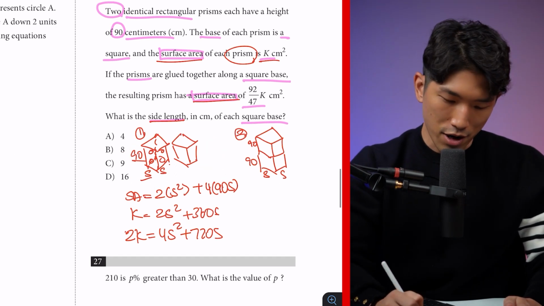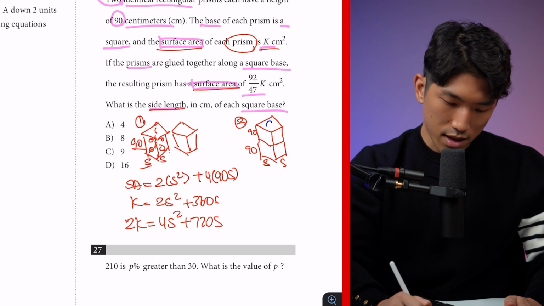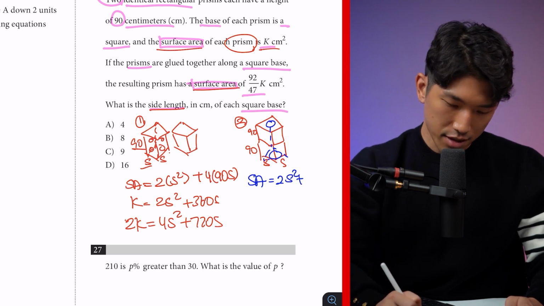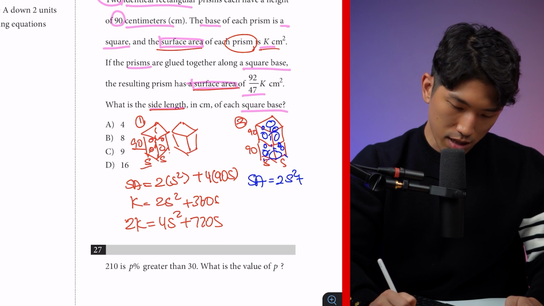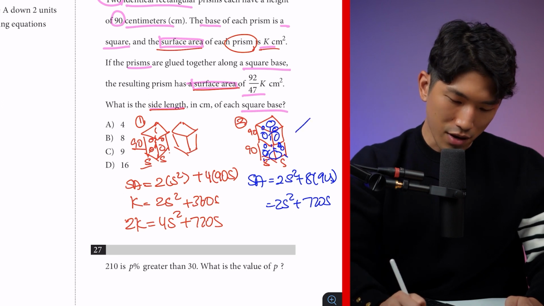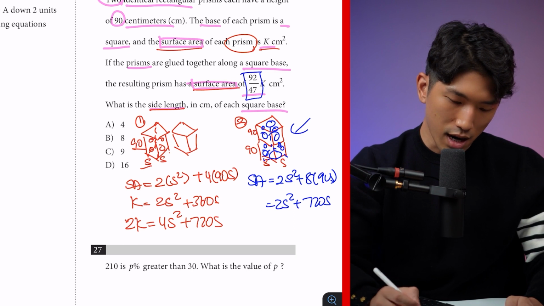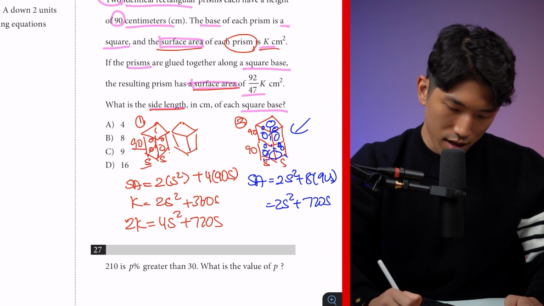Now let's go to the second type where they're stacked on top of each other. They have the top and bottom base. So the surface area is going to be 2S squared plus all the sides. So we're going to have 1, 2, more in the back, 6, 7, 8. So it's going to be 8 times 90S, which is going to be 2S squared plus 720S. So that's going to be the surface area of this stacked shape. And we know that the stacked shape has a surface area of 92 over 47K, so it's going to be 92 over 47K, like so.